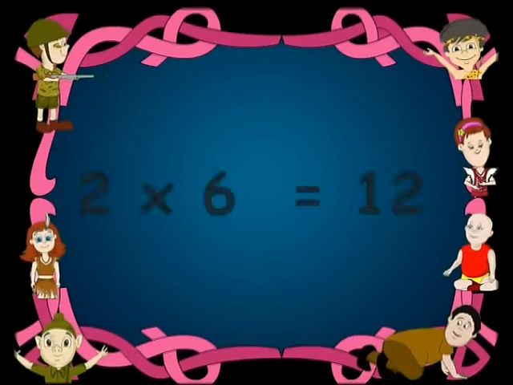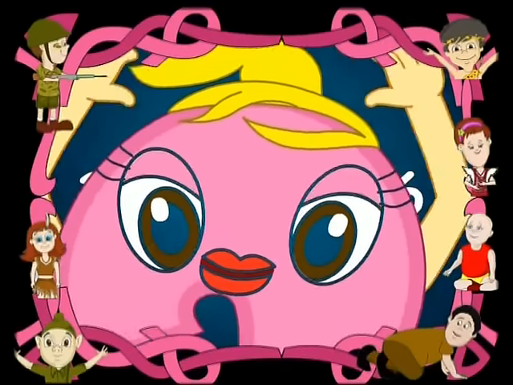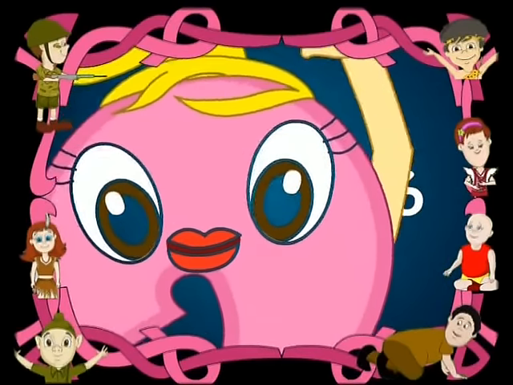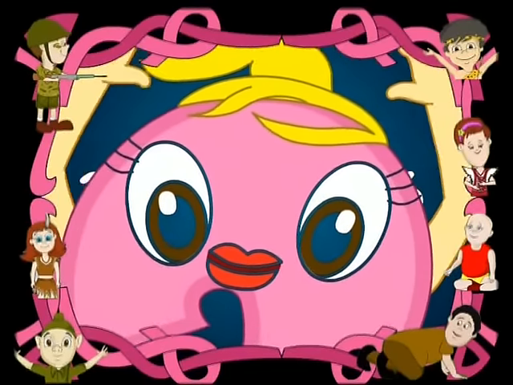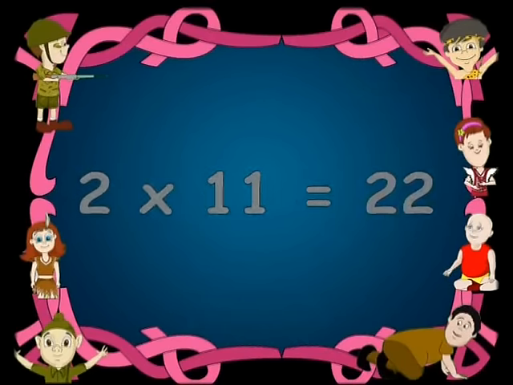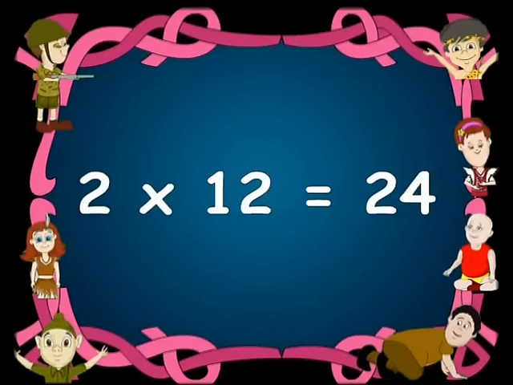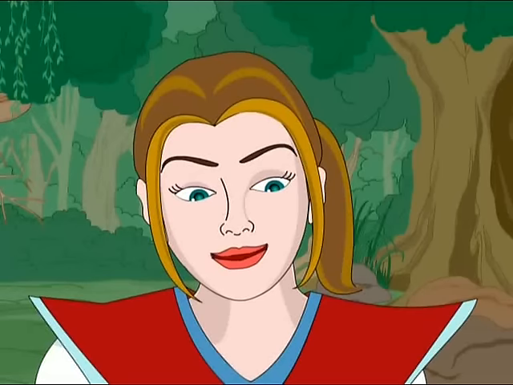2 5s are 10, 2 6s are 12, 2 7s are 14, 2 8s are 16. Two 11s are 22, two 12s are 24. Enjoying? Yes! Let's repeat once more.